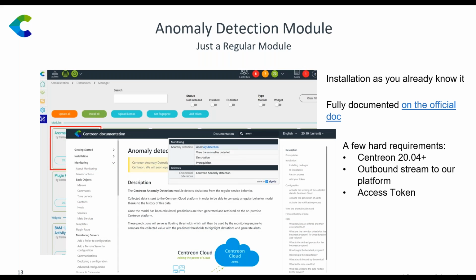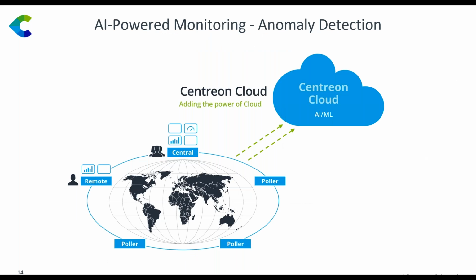You need to be able to set up an outbound stream to our central platform, obviously, since that's where the calculation is done, and to be able to communicate with the platform, to establish dialogue. Well, you need an access token, obviously, and this we'll cover in the last part. So at this point, I have been able to install the module like anything else. Now let's see how this module interacts, how using the module on a day-to-day basis goes.